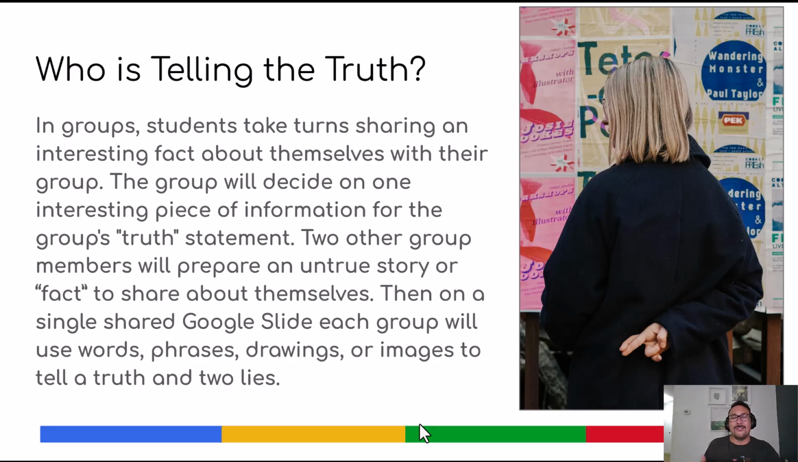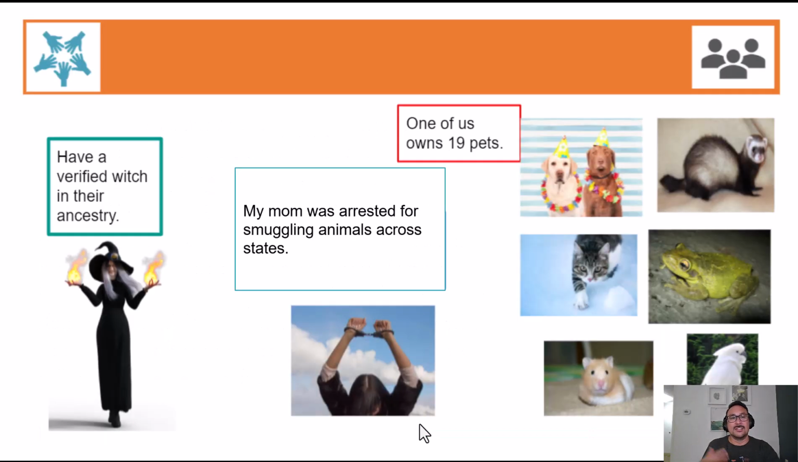Now, I like to have them use a visual to present it. So for example, here's this one, right? On a single slide, I just had students write down the three facts, and then we figure out who's telling the truth, right? So in this example, I have a verified witch in my ancestry. Mom was arrested for smuggling animals across states, and one of us owns 19 pets. And then we take turns as a class trying to figure out which one is the truth statement, right?